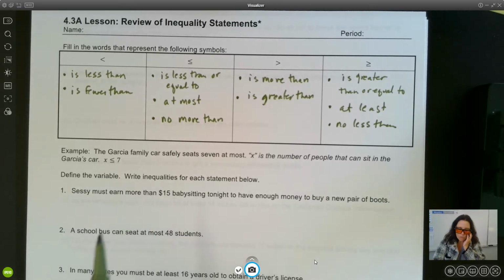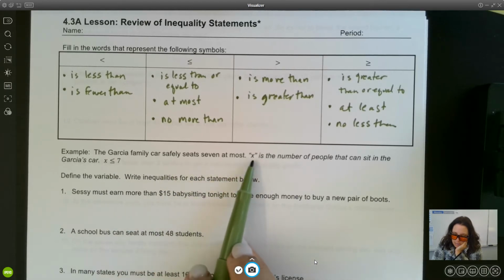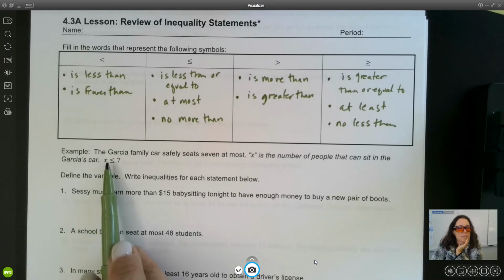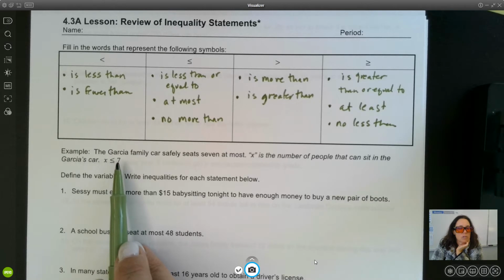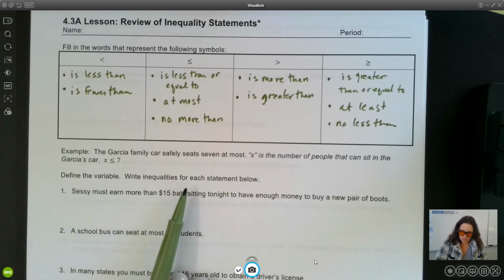All right, so here's an example. The Garcia family car safely seats 7 at most. X is the number of people that can sit in the Garcia's car. So we've got X is less than or equal to 7. So there can be 7 passengers or fewer. There are many answers now: 7, 6, 5, 4, 3, 2, 1. And maybe there's no one, maybe there's 0. Now do negatives apply to the situation? Could you have a negative person in the car? No.